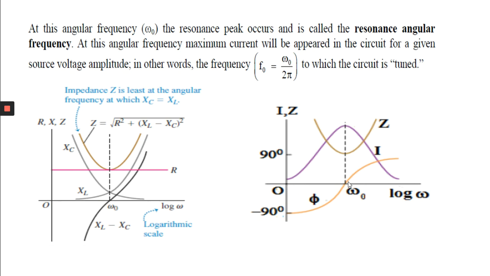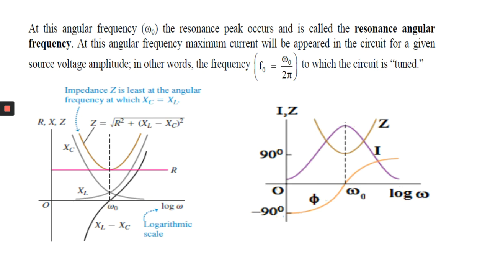What is your phase angle? Phase angle is 0, because when XL equals XC, tan phi is XL minus XC by R, which is 0. Then phi equals 0, so there is no phase difference. So current is maximum, phase angle is 0, impedance is minimum. Then you get the maximum current, and that is your resonance. Here the current only depends upon the value of R.